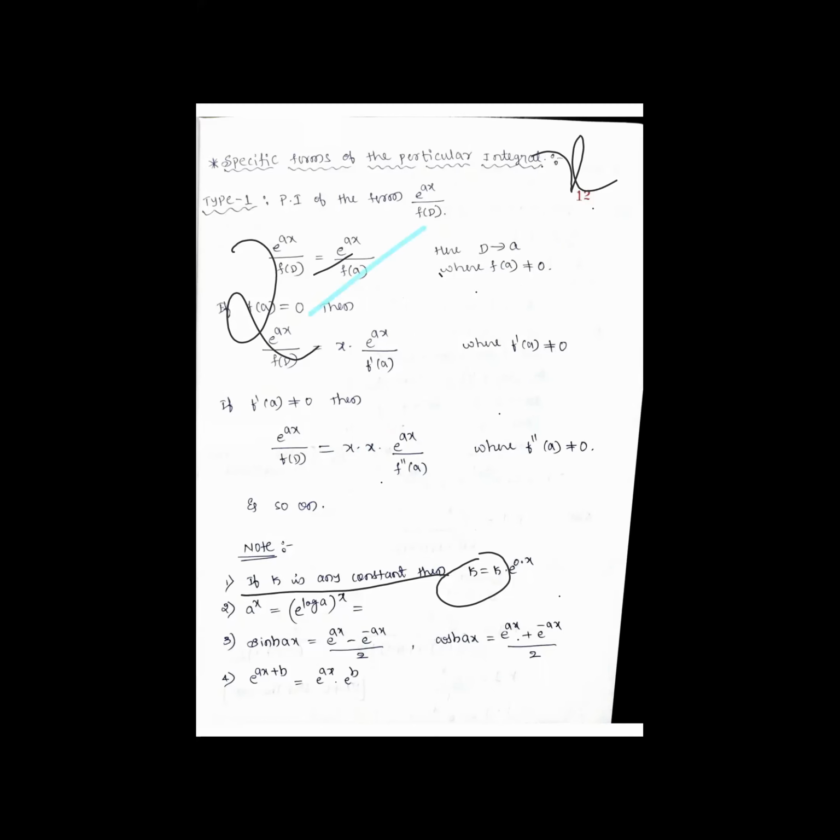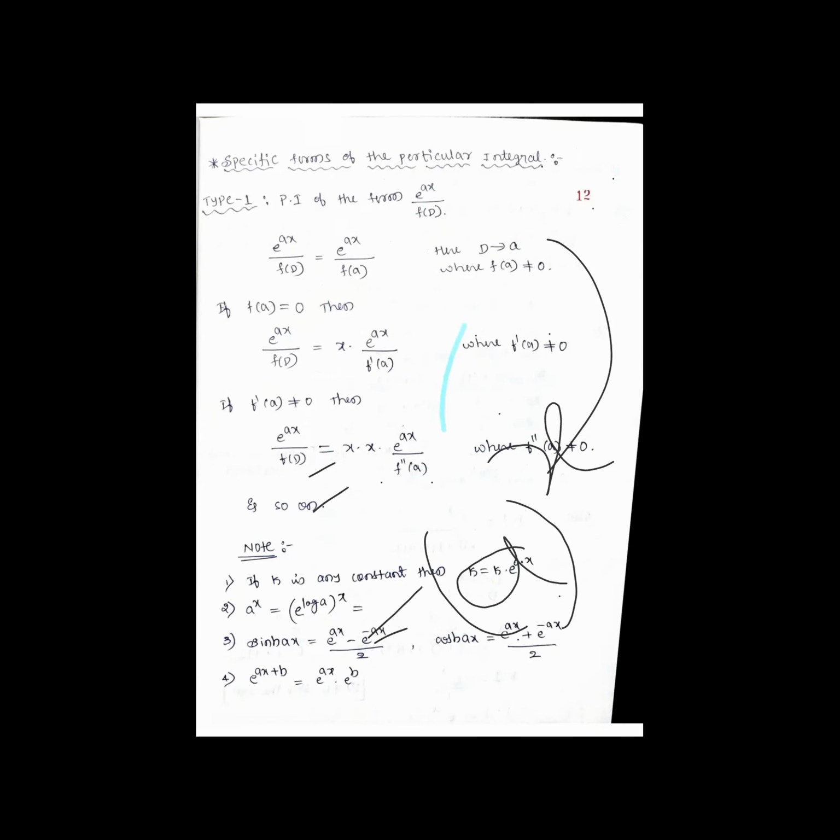Next, coming to a raised to x. If a raised to x is coming, how to do it? Directly you can take e raised to log of a raised to x. Log and exponential function always cancel each other. When these two cancel, a is remained, raised to x is remained. So the total value remains the same. Whenever a raised to x is coming, please try to write it as e raised to log of a raised to x.